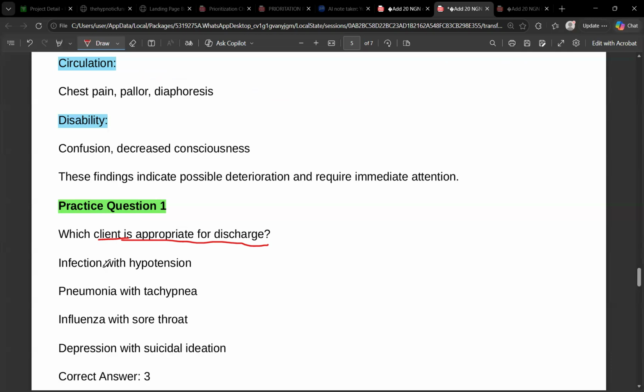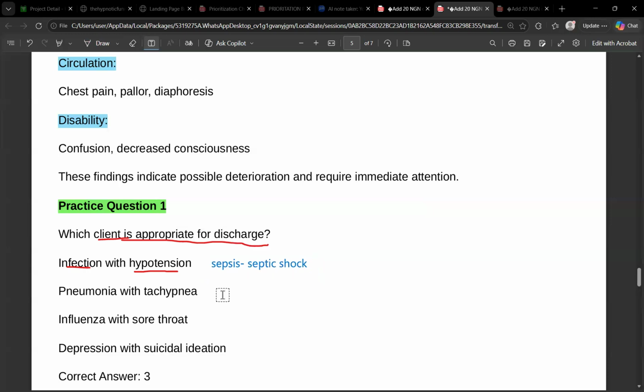We can analyze each option. The first: the client is having an infection and is also showing the symptom of hypotension. Is the patient able to be discharged? No, because infection means sepsis is there. In addition, the patient is having hypotension, so there is a risk for septic shock. So we can't discharge this patient.